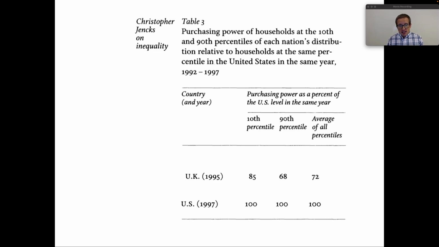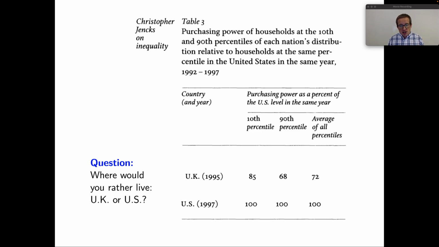And so given this evidence, there's a question. Where would you rather live, in the UK or the US? Given just the information in the table, it seems like it's pretty reasonable to choose the US, because no matter if you're at the bottom of the distribution or the top of the distribution, you can buy more stuff if you're in the US than if you're in the UK.